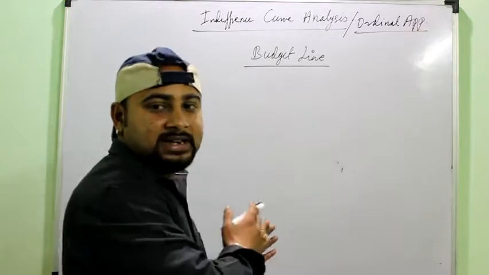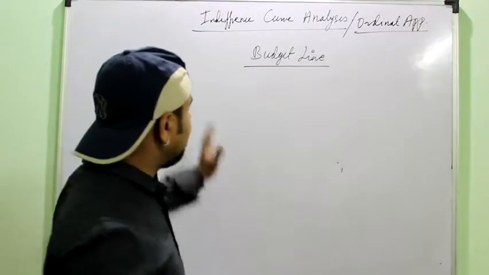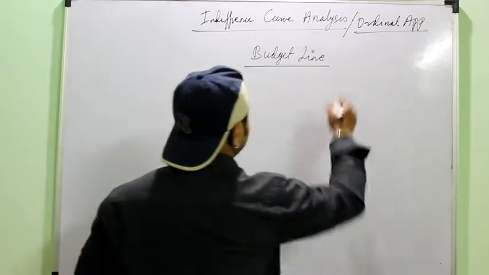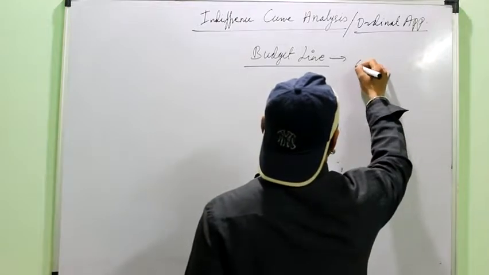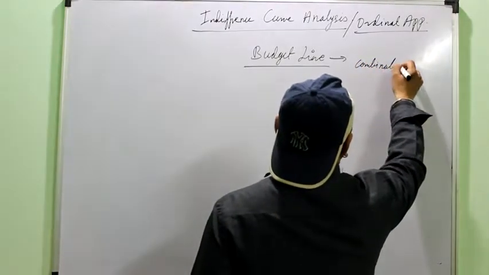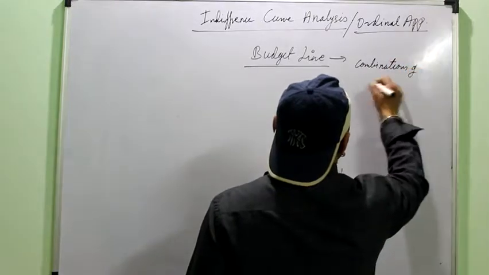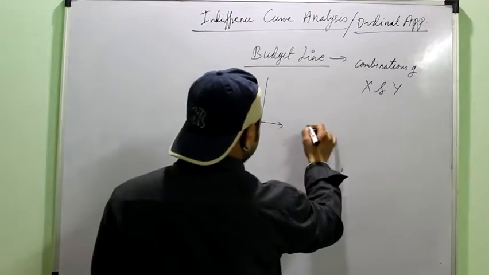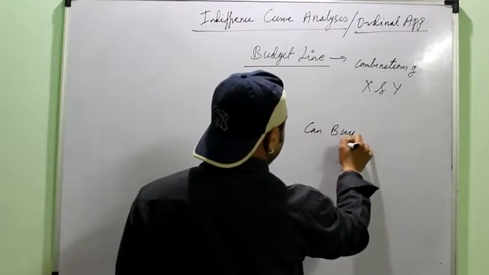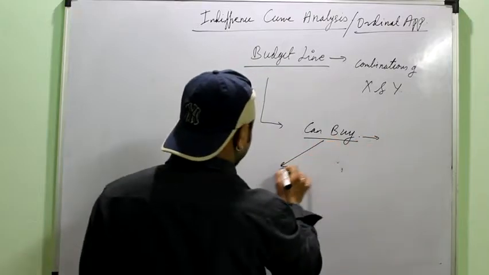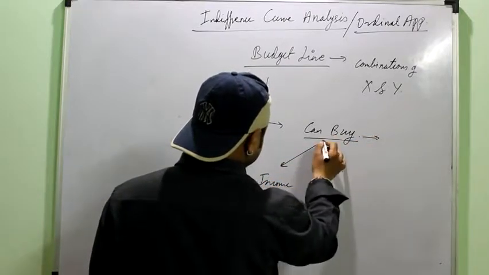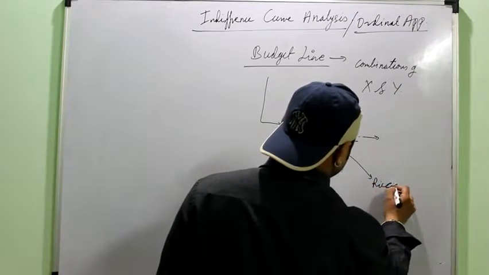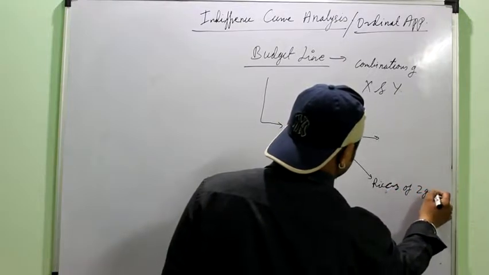So the concept of the budget line, added to the concept of the indifference curve, will give you the consumer's equilibrium, right? So the budget line is again a curve which shows the various combinations of two goods, X and Y, which a consumer can buy with his given income and the prices of the two goods.